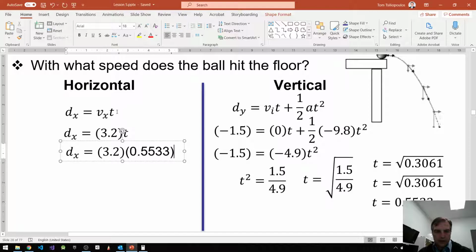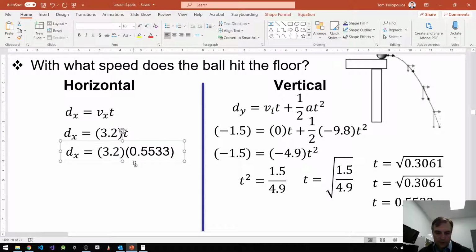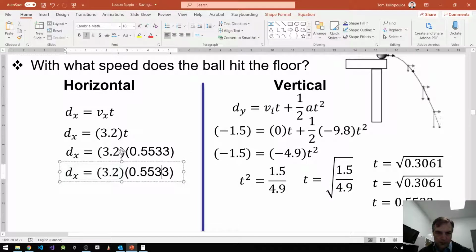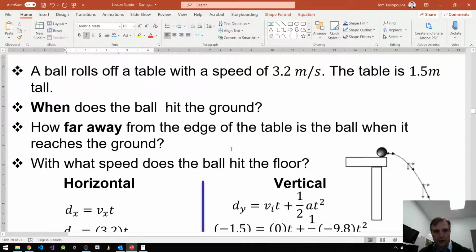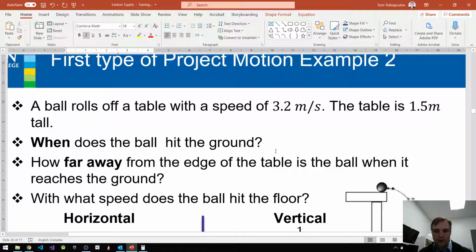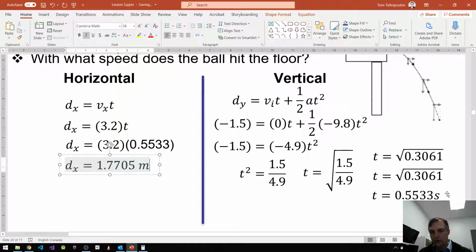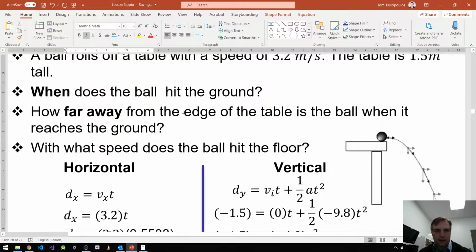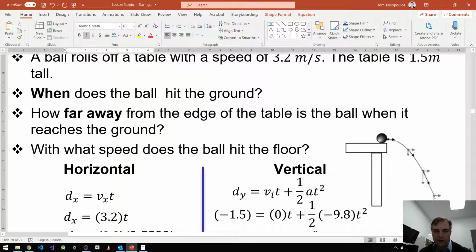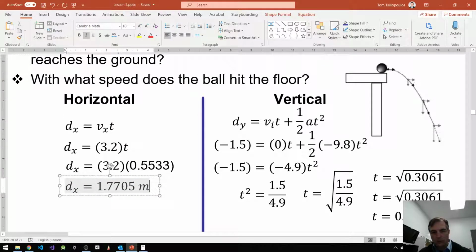Because 3.2 is in meters, we know that this is 1.7705 meters. That's the total change in the x direction. That answers this question. So, when does the ball hit the ground? The first question, that is 0.5533 seconds. How far away from the edge of the table is the ball when it hits the ground? Well, that is just 1.7705 meters.